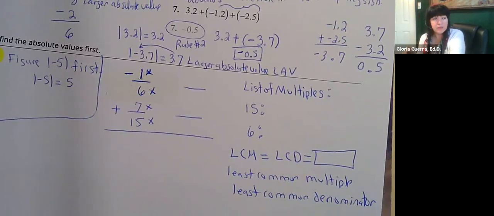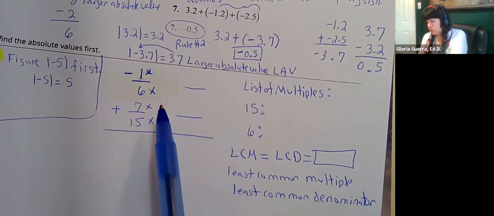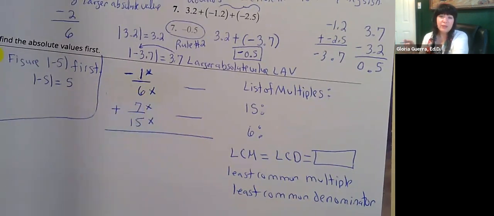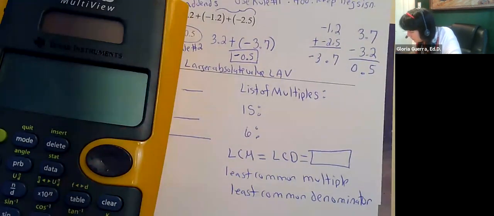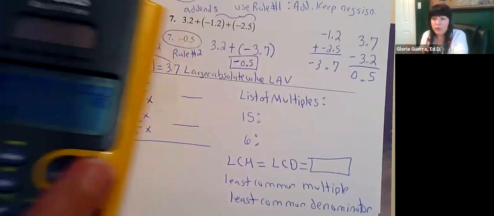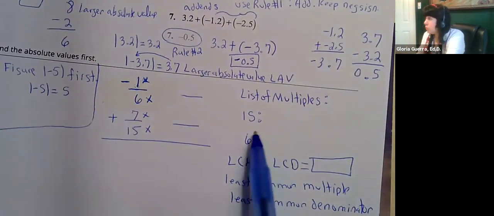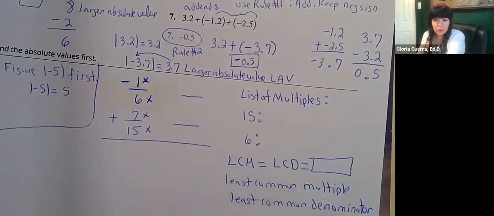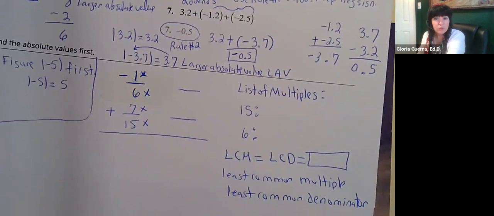Because a lot of times in elementary school, junior high, what the teachers do is they just tell the students to just find a common denominator and to do 6 times 15, multiply the bottom numbers. But that's kind of a big number, right? 6 times 15 is 90. I'm hoping that if you use multiples, you can usually find something smaller. That's our hope, to work with numbers that are smaller.